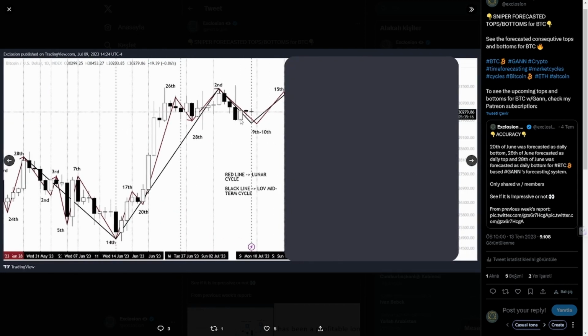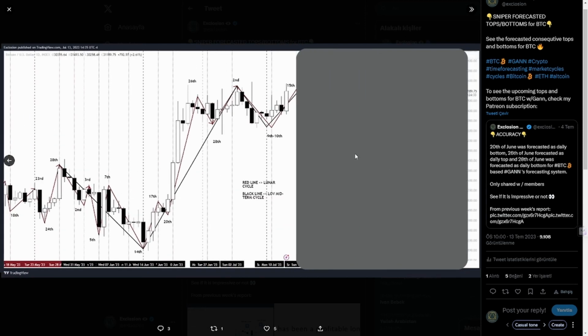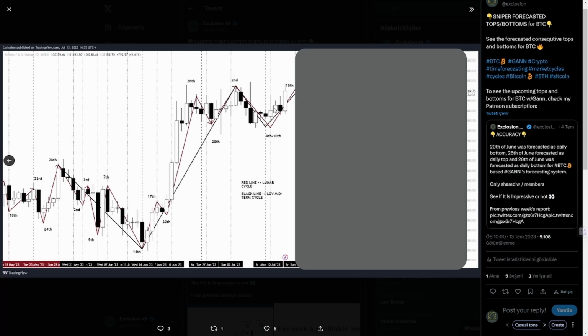Then, as you see, there are 3 consecutive black downside candles. Then I forecasted this date as a daily bottom, shared it with members on 19th of July. Then, as I showed you with the example, members longed on these dates. Then you see how much money you can make using this chart.